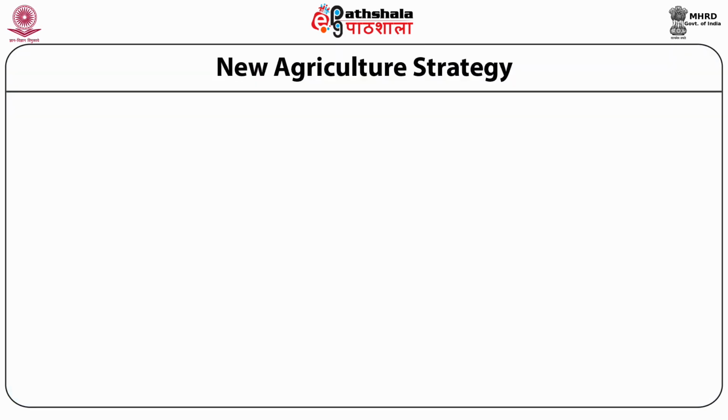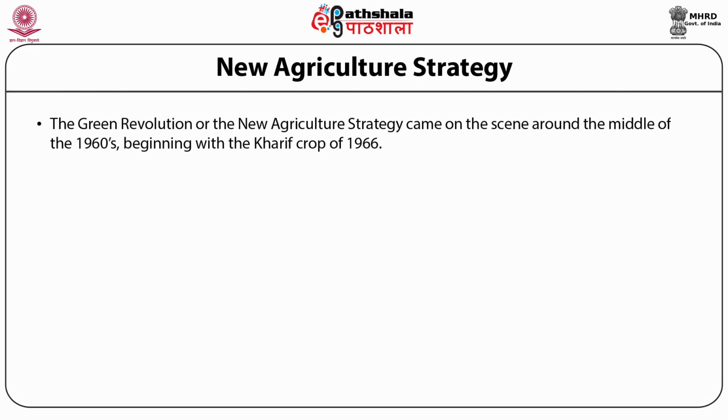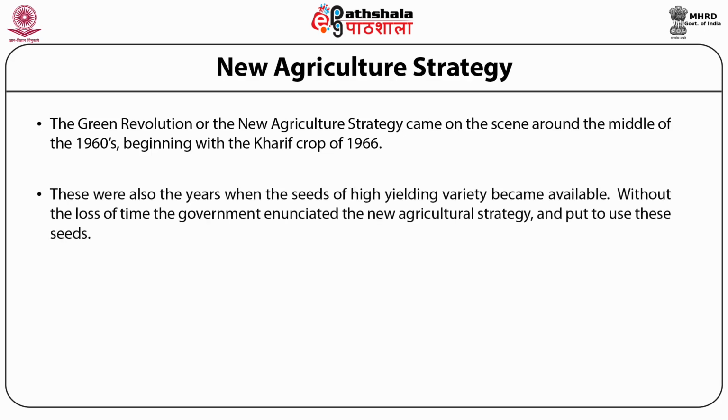New agriculture strategy. The Green Revolution, or the new agriculture strategy, came on the scene around the middle of the 60s, beginning with the Kharif crop of 1966. It happened because of certain circumstances like the drought conditions which prevailed during 1965 to 1966 and 1966 to 1967. These were also the years when the seeds of high-yielding variety became available. Without the loss of time, the government enunciated the new agriculture strategy and put these seeds to use.